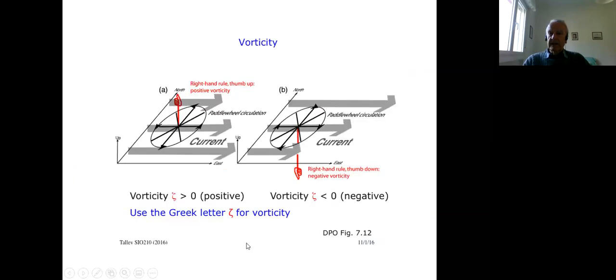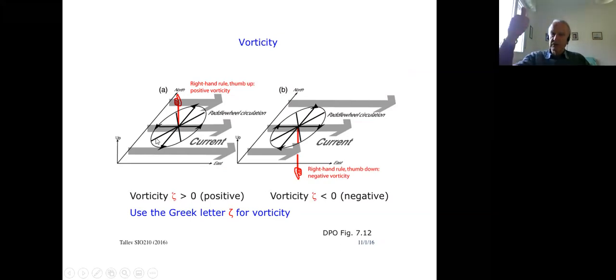And let's see how vorticity is defined. Vorticity is defined as a vector, so that it follows the right hand rule. Thumb up means positive vorticity. Positive vorticity means that you are going in this way.